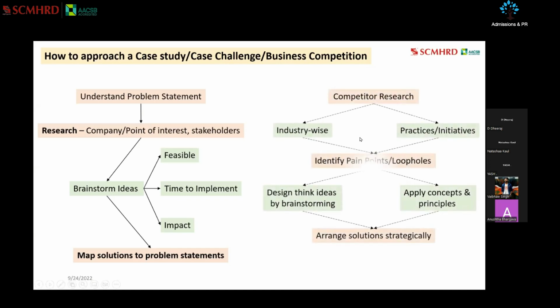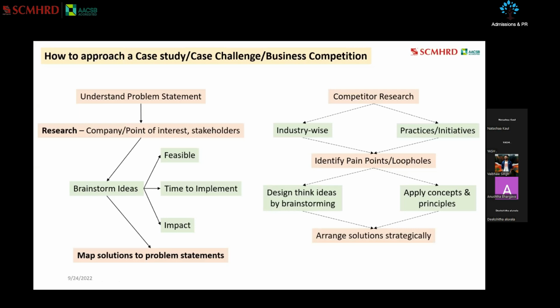Coming to the second part, you would also have to parallelly do a competitor research as to what the other players in the market are. This can again be segregated into two types. That is, you can do a competitor research based on the industry that the company is in, and secondly, the practices or the initiatives that other businesses are taking up in the market.